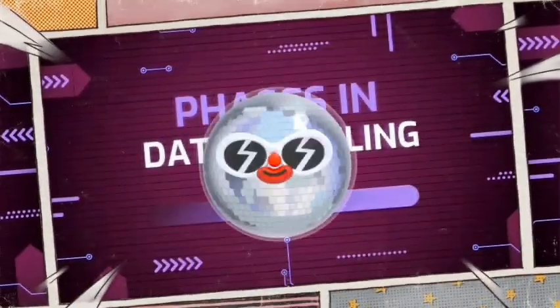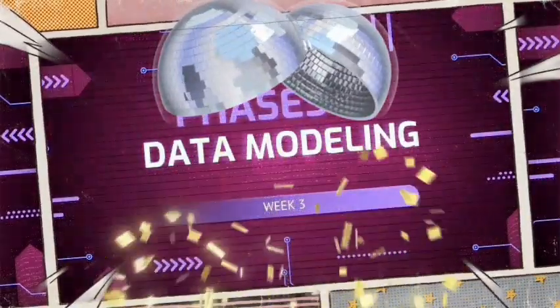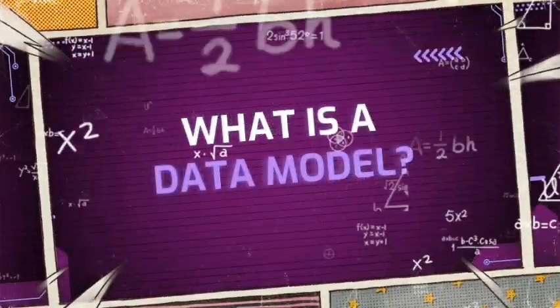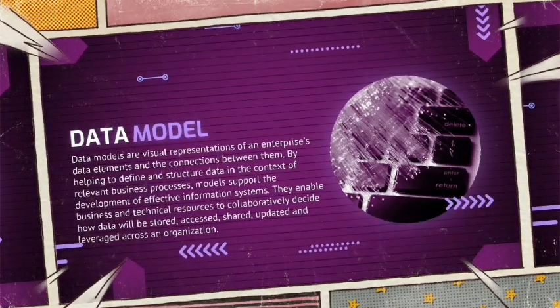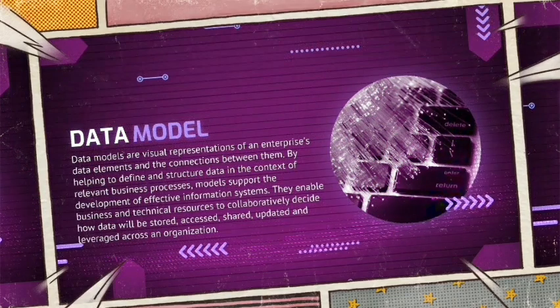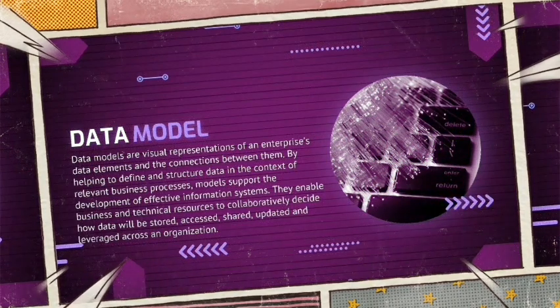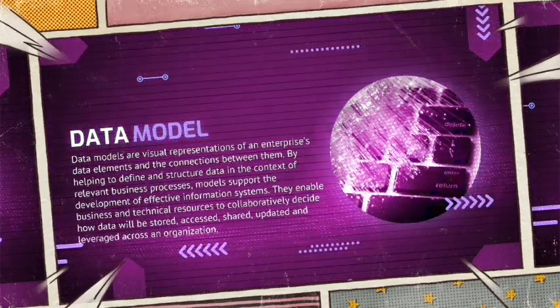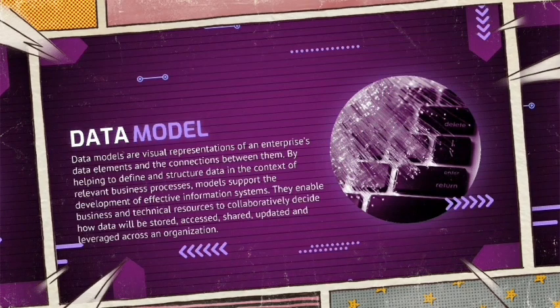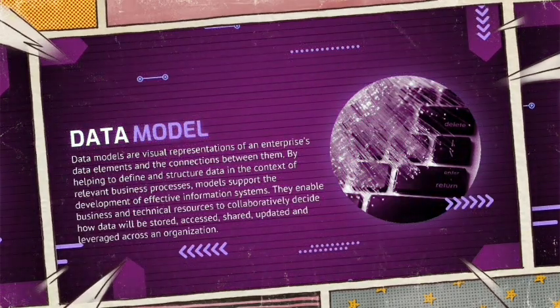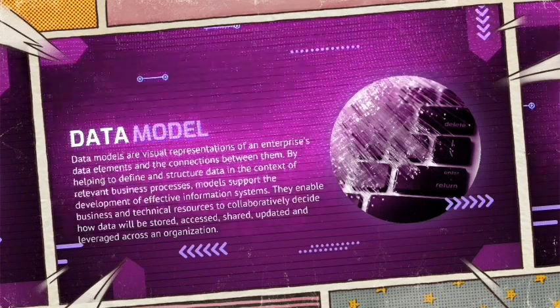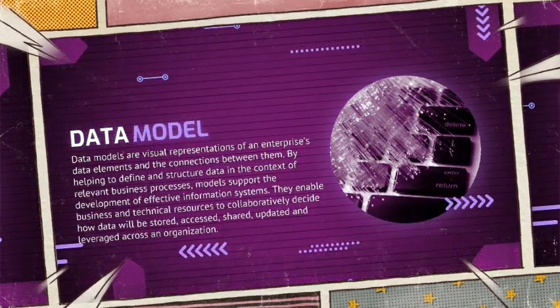For this lesson we will be discussing the phases in data modeling. So before that, let me define first what is a data model. Data models are visual representations of an enterprise's data elements and the connections between them. By helping to define and structure data in the context of relevant business processes, models support the development of effective information systems. They enable business and technical resources to collaboratively decide how data will be stored, accessed, shared, updated, and leveraged across an organization.